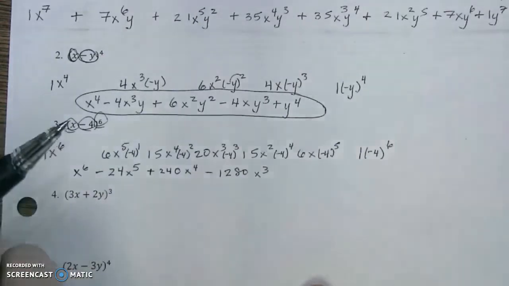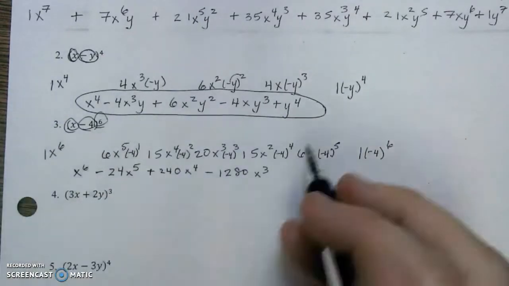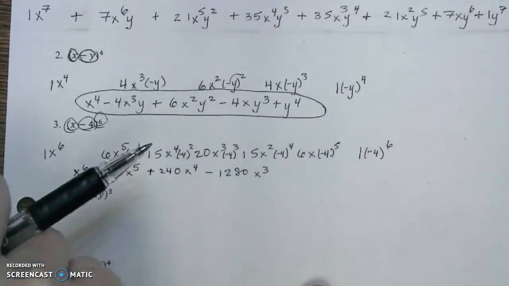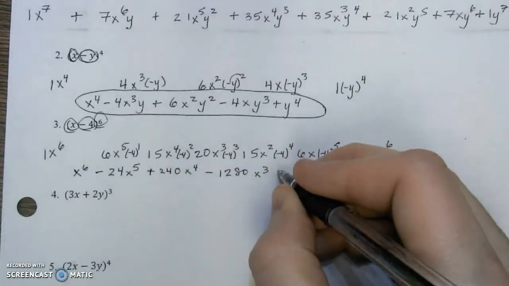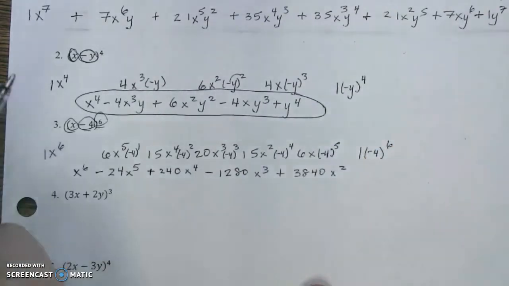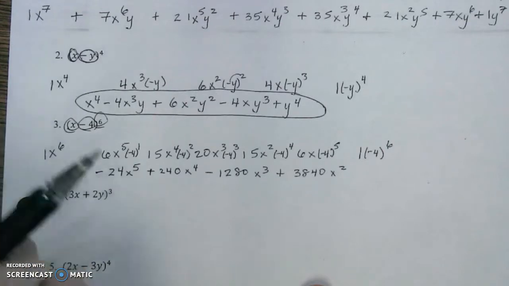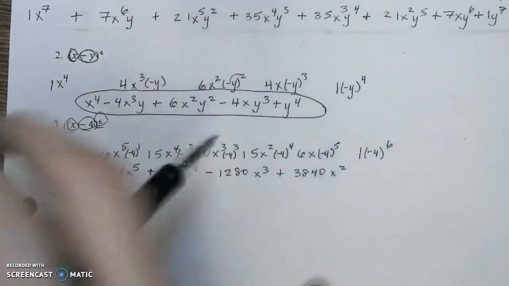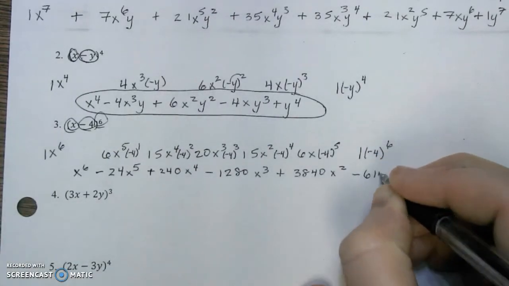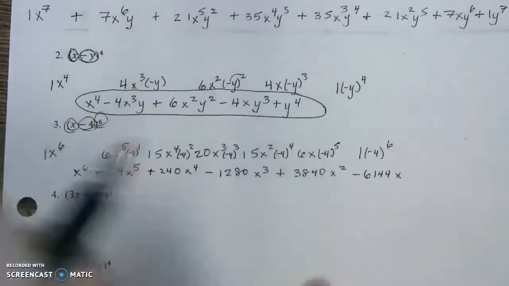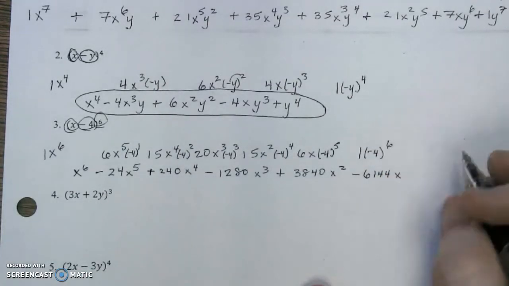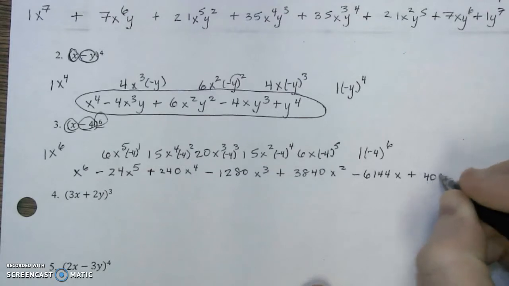Here we've got negative 4 to the fourth, which is 256 positive. And then you take that times the 15 in front, and you get positive 3,840 x squared. Here we've got negative 4 to the fifth, and then we multiply that by 6, and so that is going to be negative 6,144x. And then you've got negative 4 to the sixth, which is 4,096, and it's positive because it's the even exponent, which cancels out your negative.